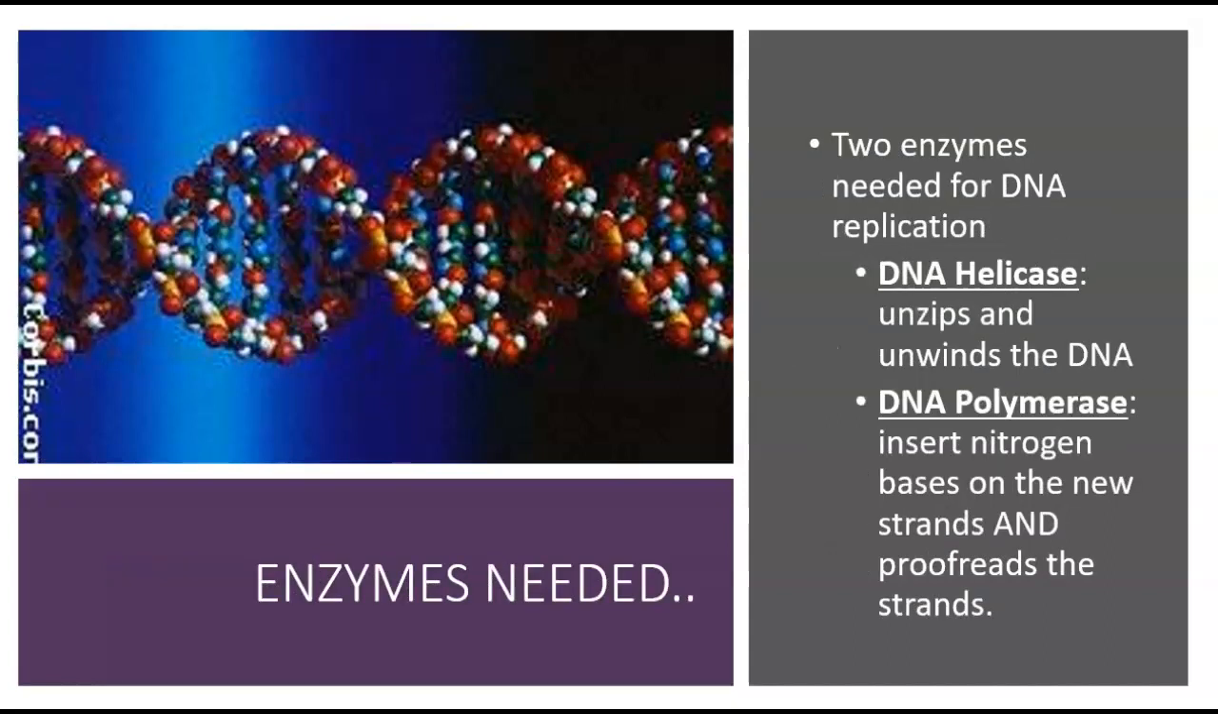There are basically steps to this, and I'm going to go over them on the slideshow quickly, and then I'm going to walk you through it on paper. There are 2 enzymes that are needed for DNA replication. The first is an enzyme called DNA helicase. DNA helicase is the first enzyme that's going to be used, and its job is to unzip and unwind the DNA strands, so that we make the DNA linear and spread the 2 strands apart.